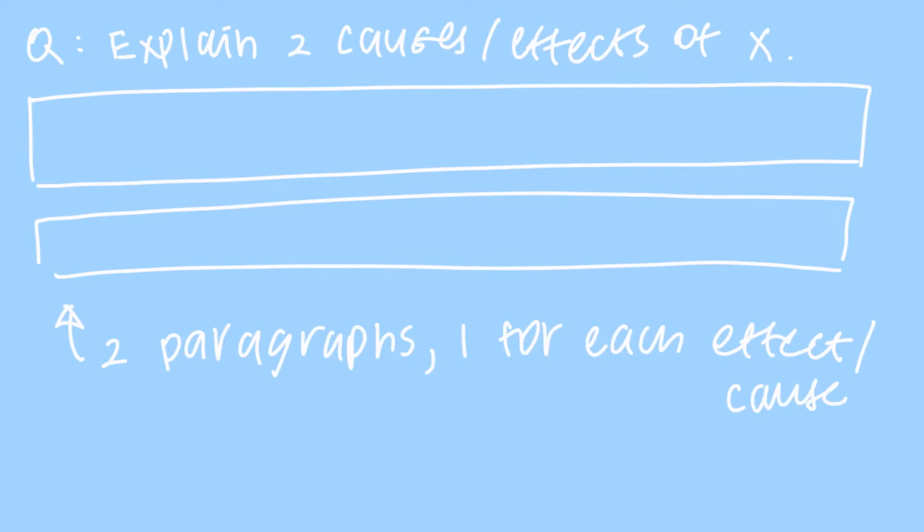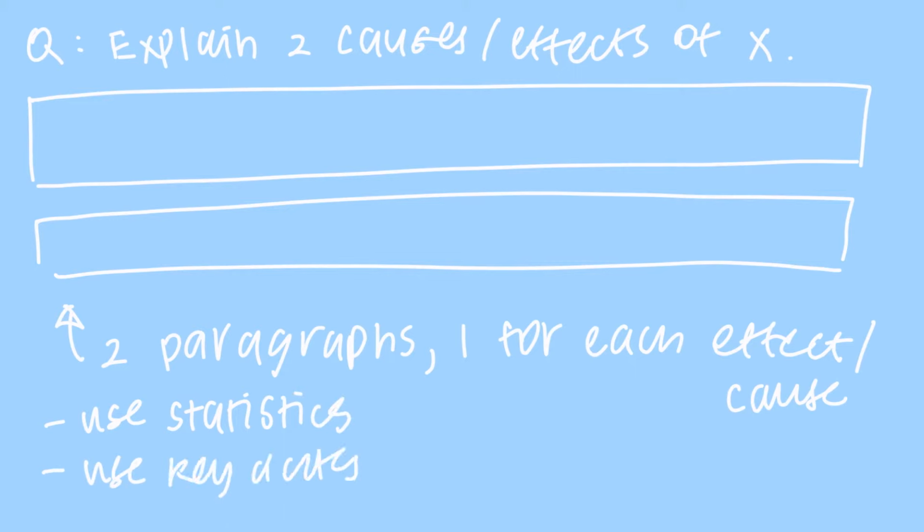The next question is, explain 2 effects or causes of X. Now I always structure this with 2 paragraphs, 1 for each effect or cause, and I would always start with, 1 effect of X is Y, and the second paragraph would start with, another effect of X is Z. Make sure you explain each effect with statistics or key dates, and again, this shows that you're bringing in your own knowledge and you're demonstrating to the examiner that you know what you're talking about.